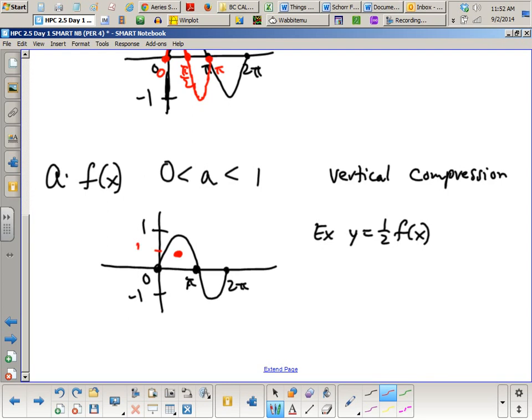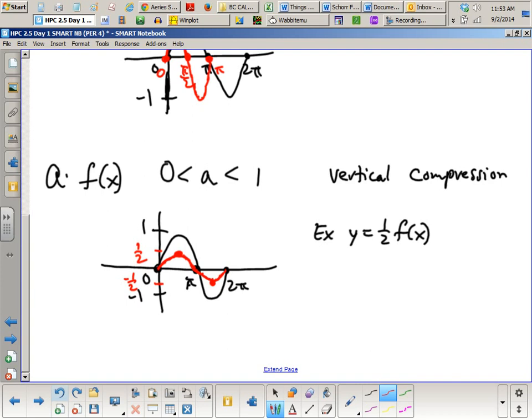The highest point is only 1/2. And this point down here, which was at -1, what's half of that? -1/2. See? So the graph just basically got stomped and crushed toward the x-axis. That's what happens when you put a half in front.